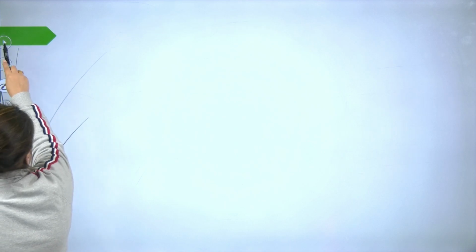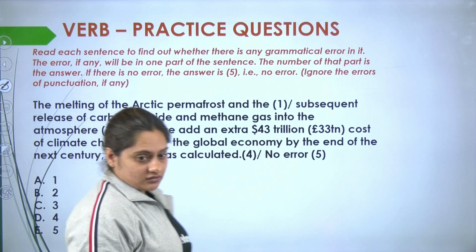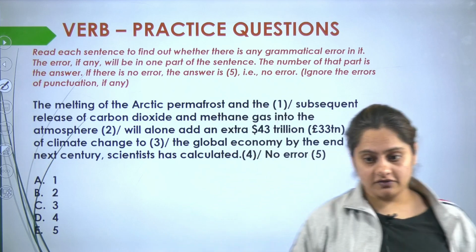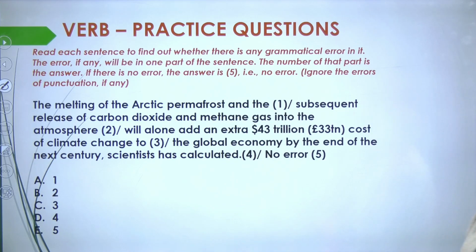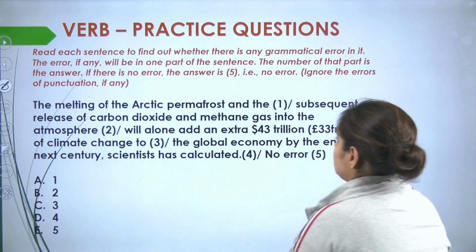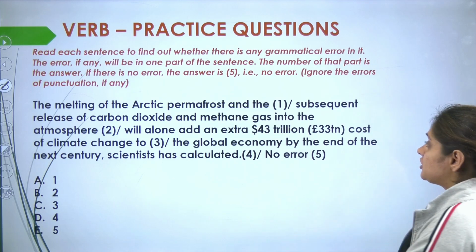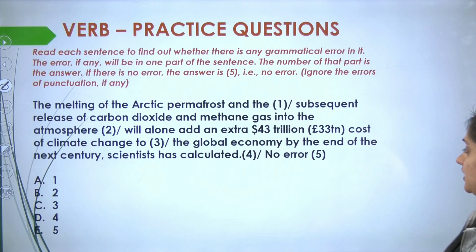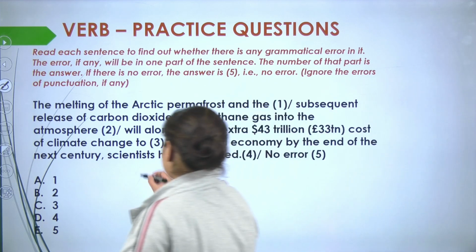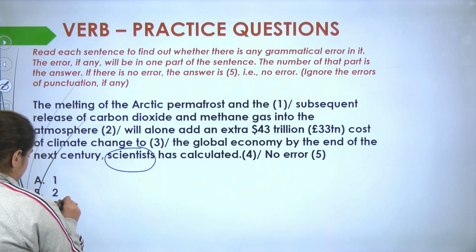Chalo, let's now move to some questions very quickly because we have done the rules. Okay, very quickly we'll see some questions. You have to find the error part based on subject verb agreement. Okay, so the melting of the Arctic permafrost and the subsequent release of carbon dioxide and methane gas into the atmosphere will alone add an extra trillion cost of climate change to the global economy by the end of the next century. Scientist has. When scientist is plural, how can you write has?